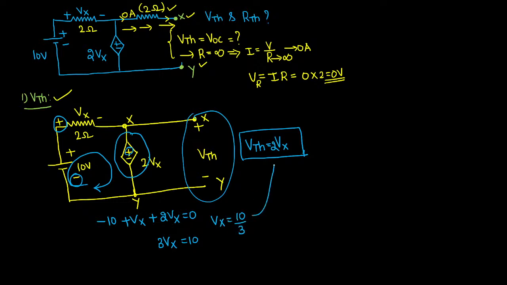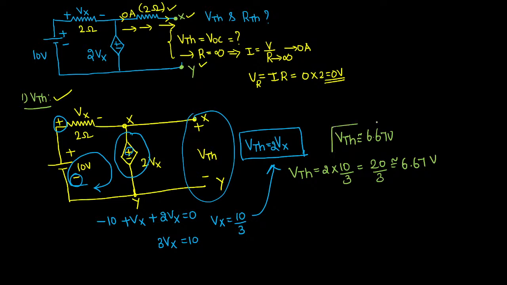If I substitute that value here, then it is much easier to calculate the value of VTH. So I can say the value of VTH equals 2 into 10 by 3, which is 20 by 3, or approximately 6.67. So the value of VTH is approximately 6.67 volts. That is how we are estimating the value of VTH.